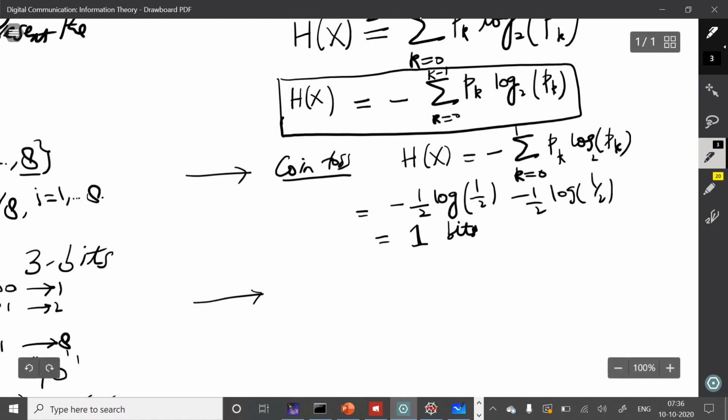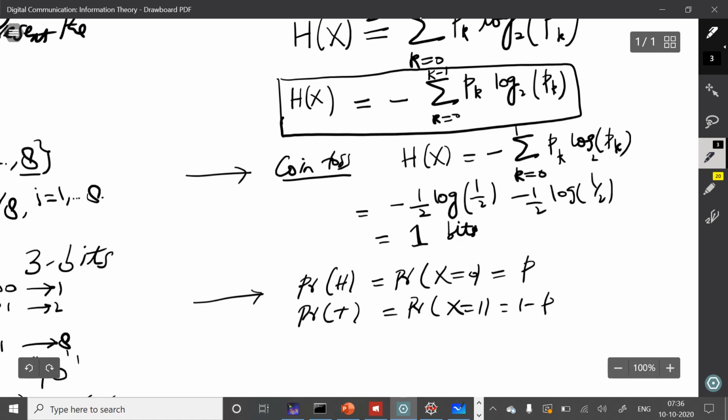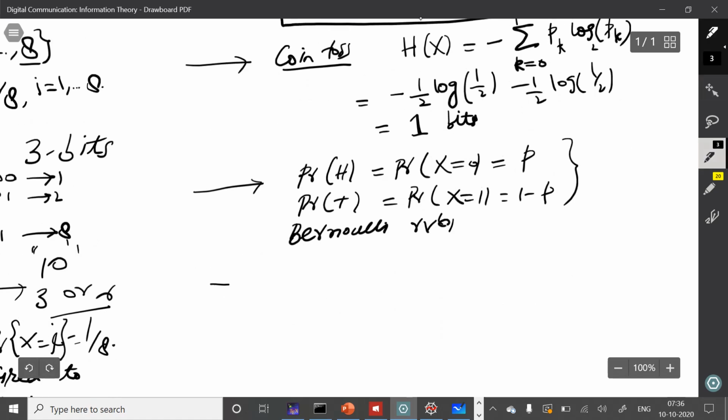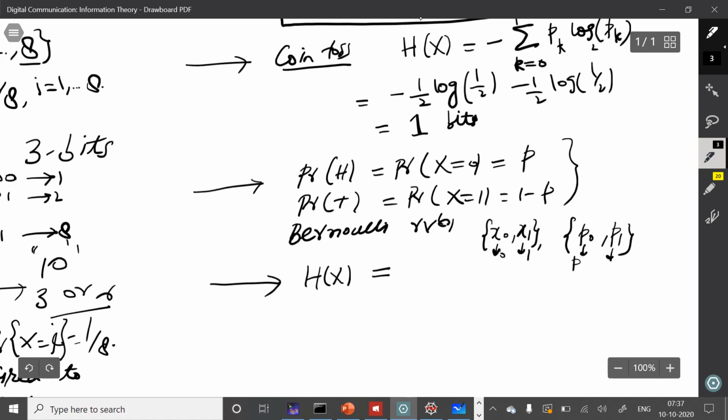So coin tossing, if I generalize, suppose the probability of head, which is probability that x is equal to 0, is p, and the probability of tail, which is probability x is equal to 1, is 1 minus p. This random variable, which can take only two values, is called a Bernoulli random variable. I will be giving examples of random variables as we need in the course.